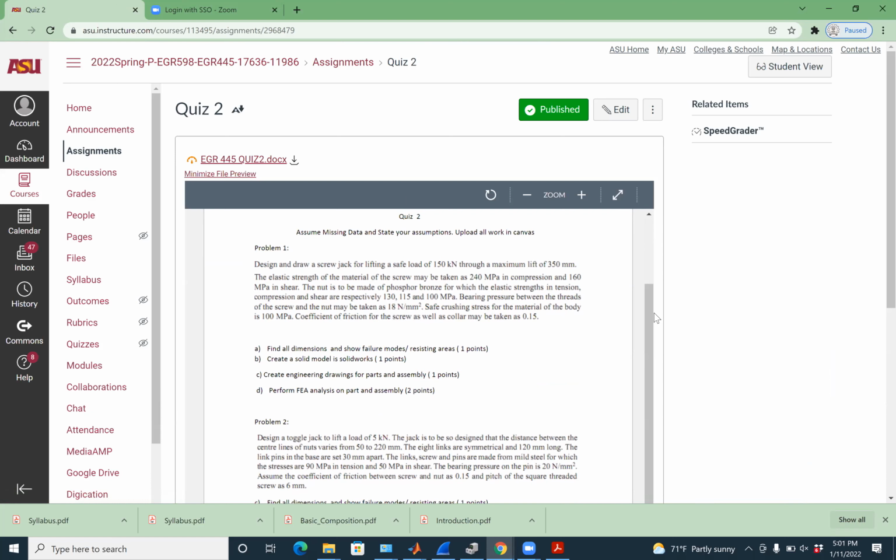So this is the screw jack. And again, you have a toggle jack. I don't know if you know what a toggle jack is. That is the same jack that is in your car that the manufacturer gives you. So if you need to change the tire for some reason, that is the toggle jack you use, and then actually lift the car. That is the same thing.